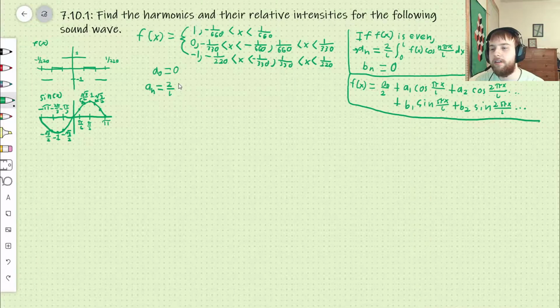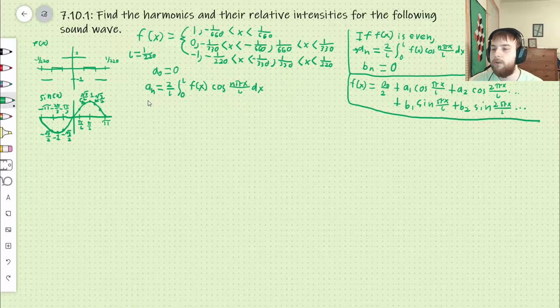So these L's that are popping up, these are 1/2 of the period. In our case, L is equal to 1/220th because there's a full period every 110th of a second. So half of a period is 1/220th of a second. Okay, a of n is 2 over L, the integral of f of x cosine of n pi x over L dx.